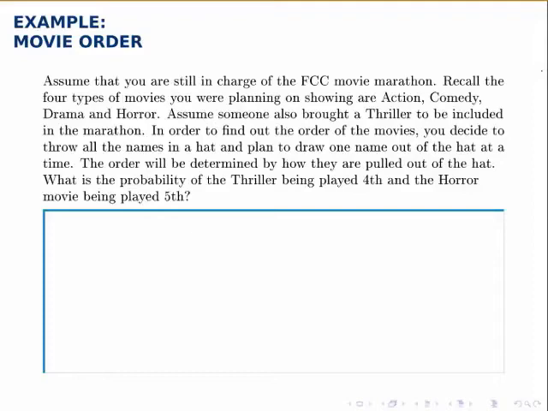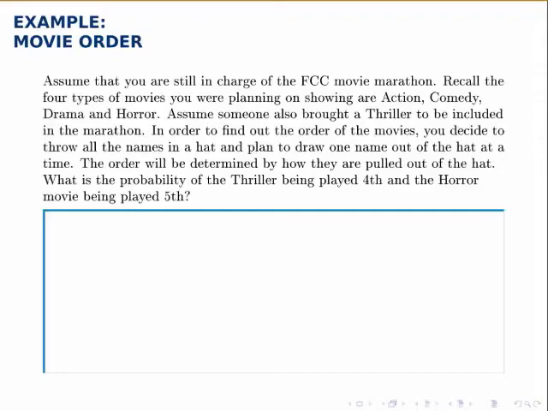What we want to know is, what is the probability that the thriller is played 4th and the horror movie is played 5th? Again, anytime we calculate a probability, it's simply the number of ways that our event could happen divided by the number of total ways that this scenario could play out. So we need to count up the number of ways that this precisely could happen: the thriller is played 4th and the horror movie is played 5th. And divide that by the number of ways that anything could happen, the number of total possibilities for how these movies could be ordered. So let's start with the numerator.